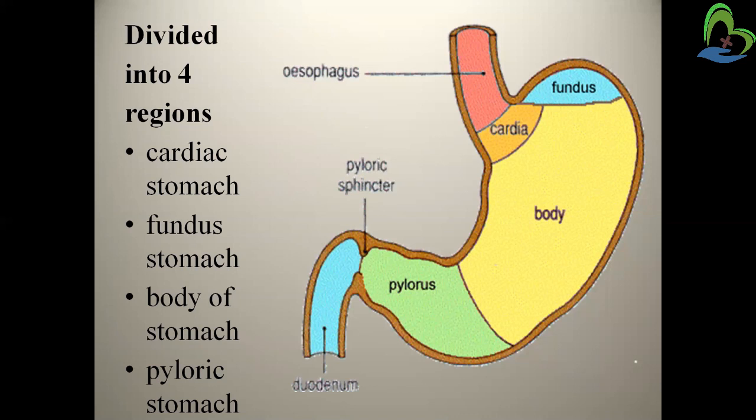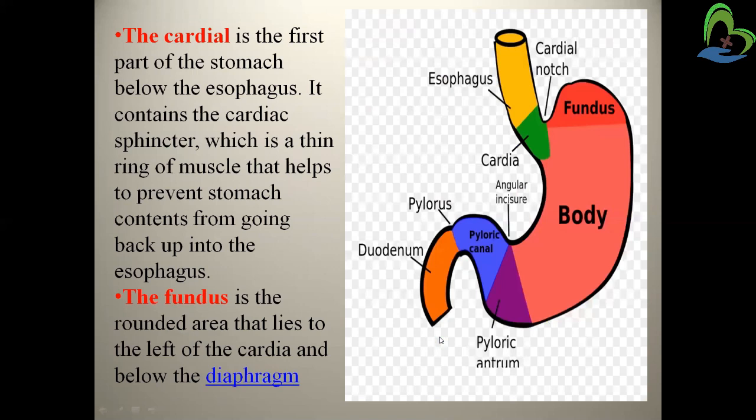Now coming to the regions of the stomach, there are mostly four regions, known as the cardia, fundus, body and pylorus. This is the cardia and this is the fundus, then the body and the pylorus. The first one is the cardia, that is here. You can see the green color indicates the cardia region.